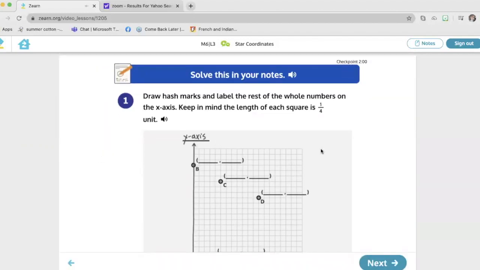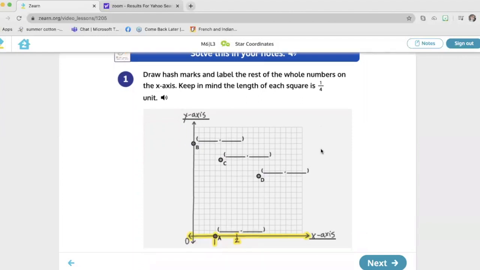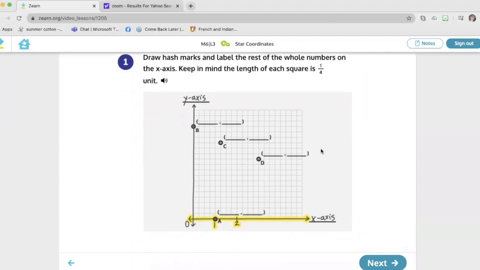All right, it says draw hash marks and label the rest of the whole numbers on the x-axis. Keep in mind the length of each square is 1/4 unit. So that means that if we were labeling this out, we have 1/4, 2/4, 3/4. 1 whole would be 4/4. Then you have 1 1/4, 1 2/4, 1 3/4, 1 4/4, and it keeps going so on and so forth.